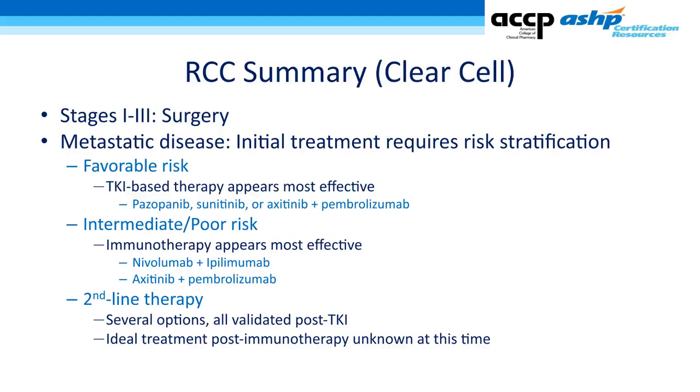Based on the most recent follow-up of that landmark Keynote 426 study, they only saw the benefit in the intermediate and poor risk section. So if I were to forecast or look ahead, I think that we'll see that fall out of the recommendations in the future. Again, very fast-moving field in renal cell carcinoma. For intermediate and poor risk, we do see that immunotherapy appears to be more effective, whether it's combination immunotherapy, nivolumab plus ipilimumab, or combination of a TKI like axitinib plus pembrolizumab.